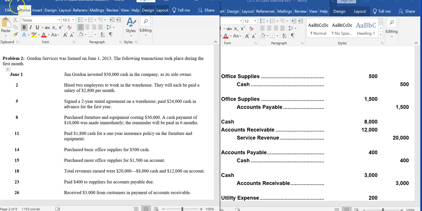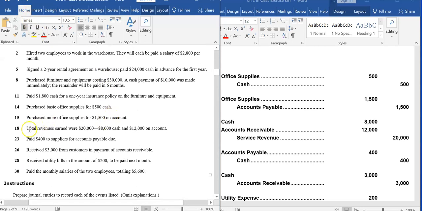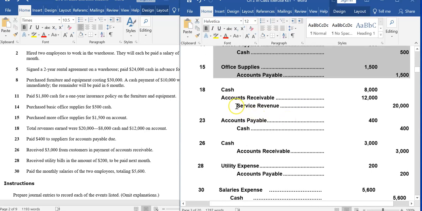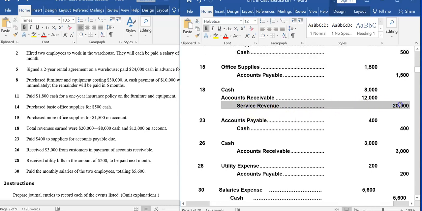On the 18th, total revenues earned were $20,000. $8,000 of those revenues were paid in cash, the other $12,000 on account. This means we provided services to customers totaling $20,000. Of those services, $8,000 were paid to us in cash and $12,000 haven't yet been paid. We have provided the service. We have earned the revenue. Regardless of whether we were paid or not, we record revenues when they are earned. We will record all $20,000 of revenues.